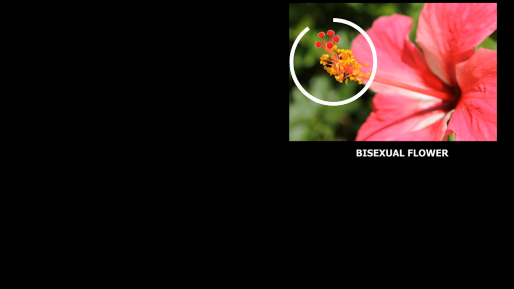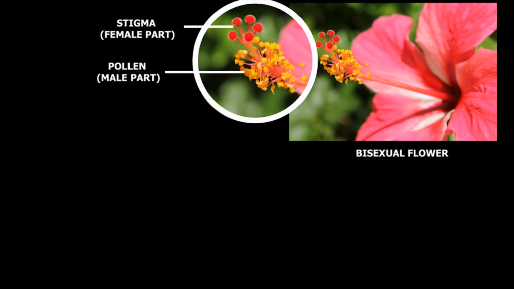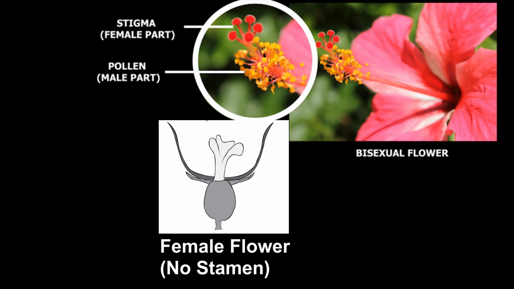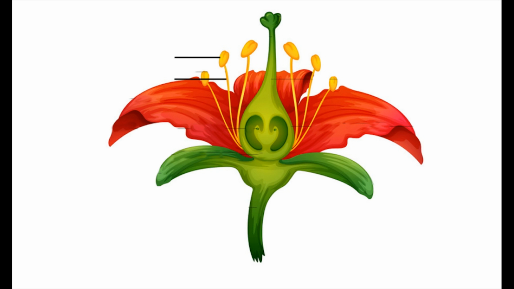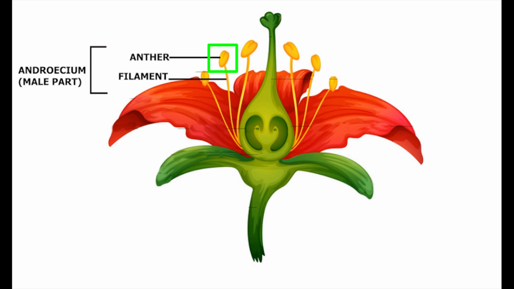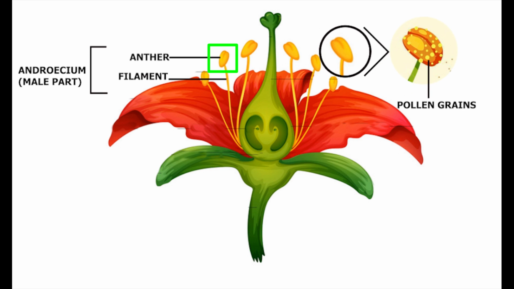We have already learnt that some flowers have both male and female parts, some have only female parts, and some have only male parts. We have also seen that the male part of a plant, which is also known as androecium, has anther in it. And anther contains the male reproductive part known as pollen grains.